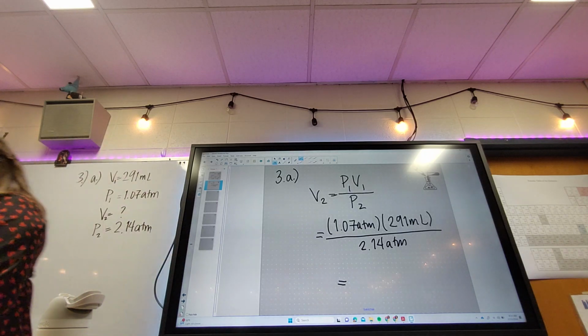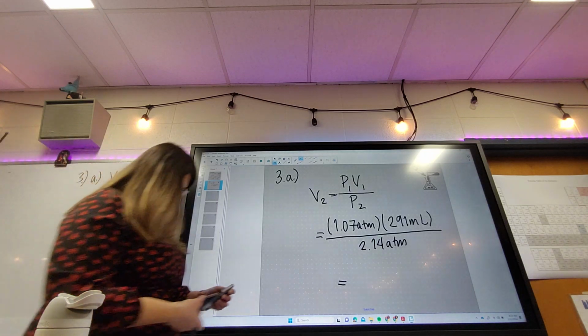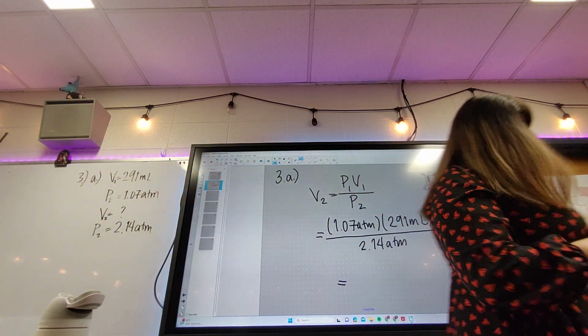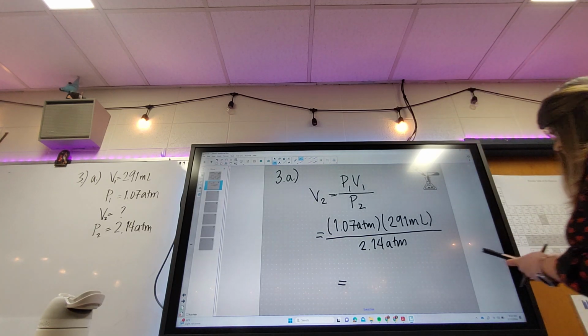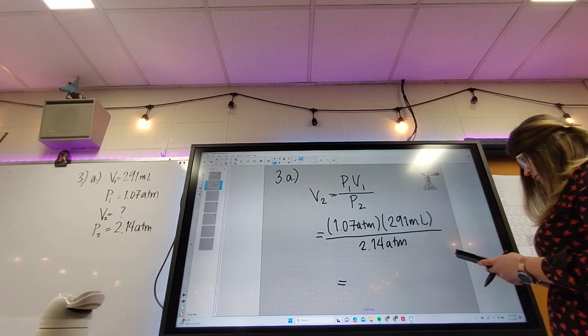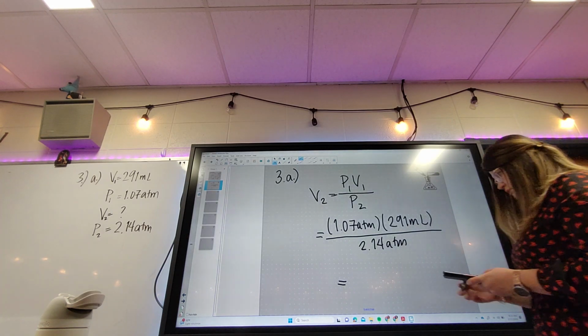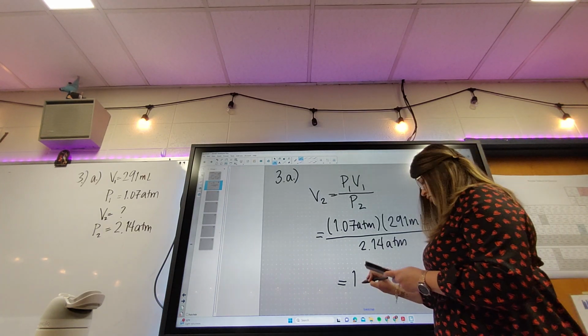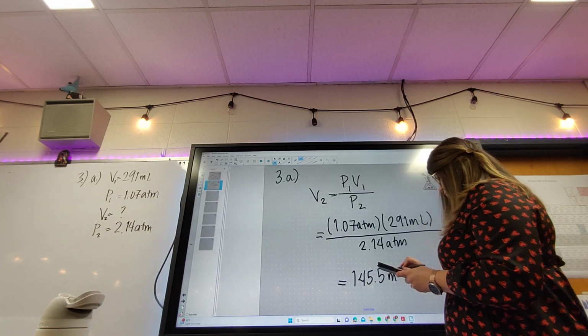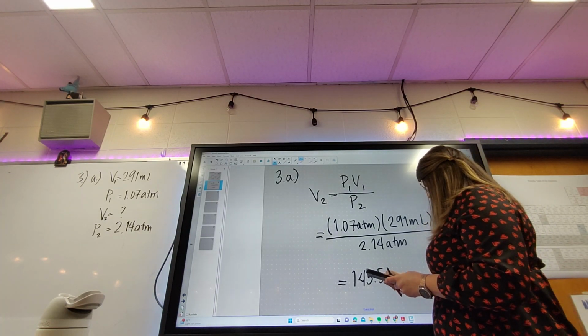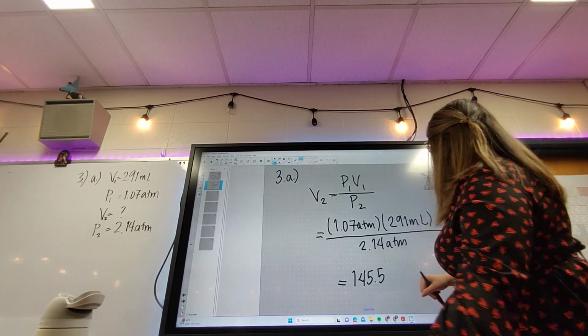Now you're going to need to write down your correct unit, but also your correct number of significant figures. I get 145.5.